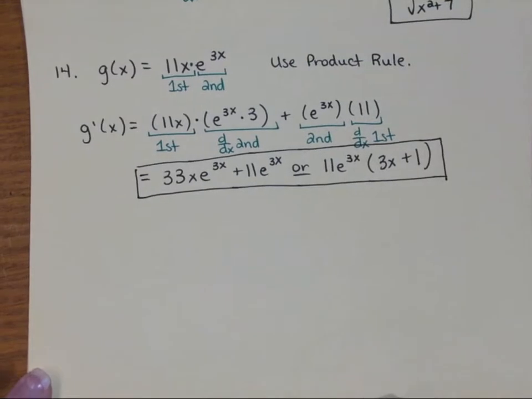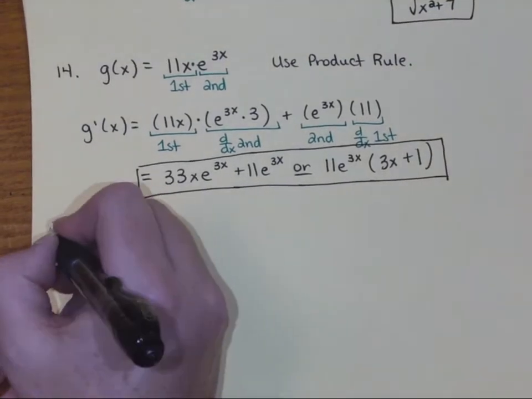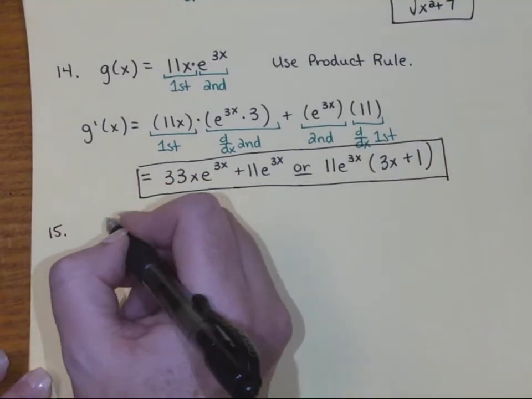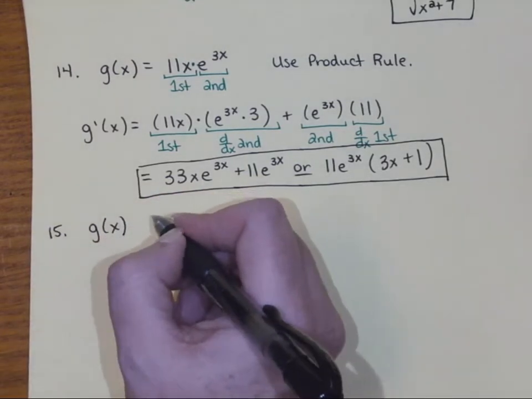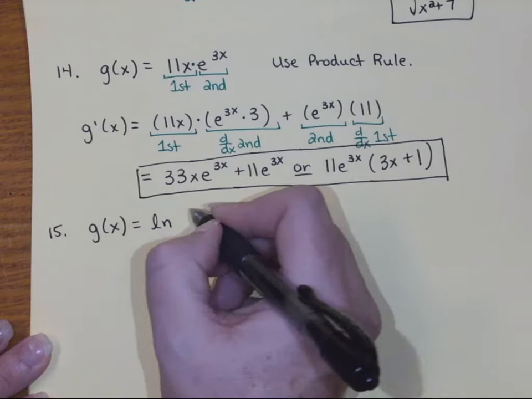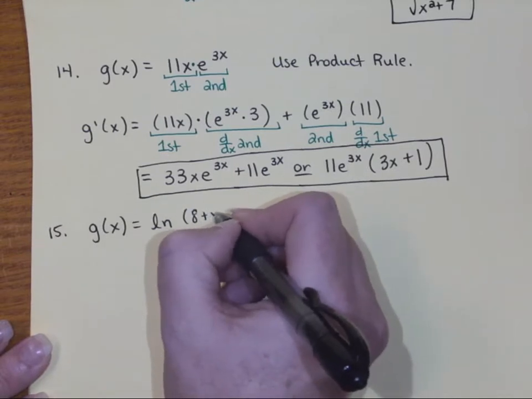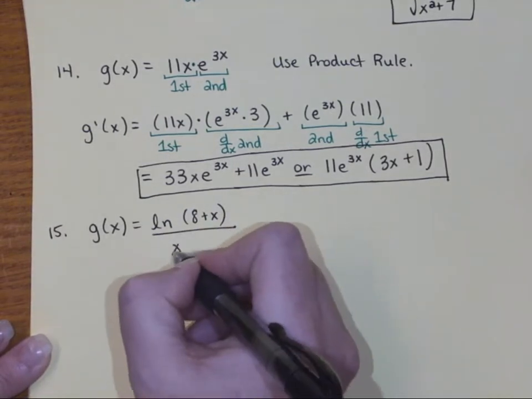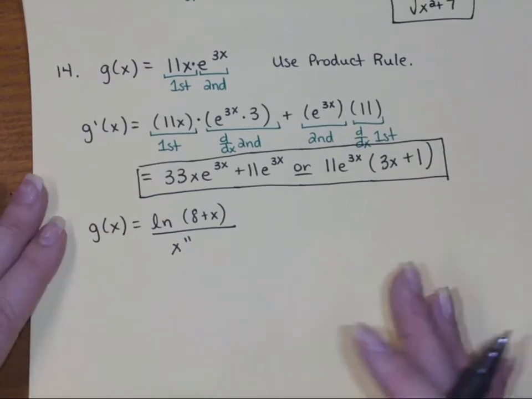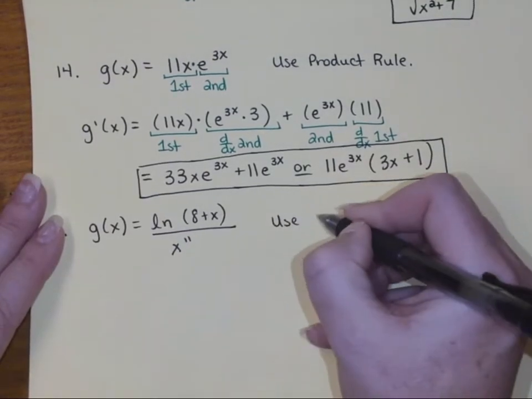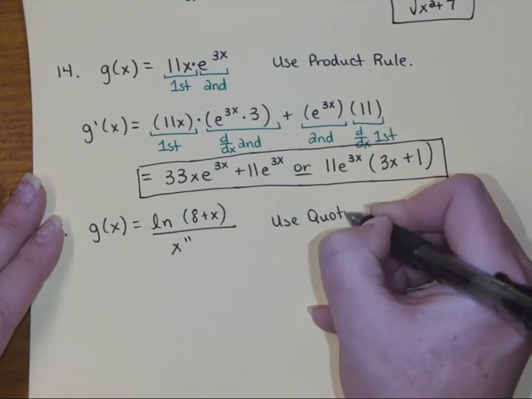But for later questions on the review, you're going to have to know how to factor, so it's good to practice that anyway, even though I don't actually require it on this one. So lastly, out of this group, g of x equals the natural log of 8 plus x divided by x to the 11th power. So notice I have to use quotient rule here.